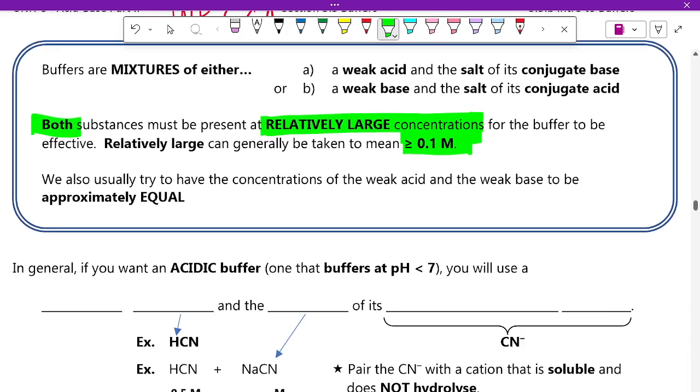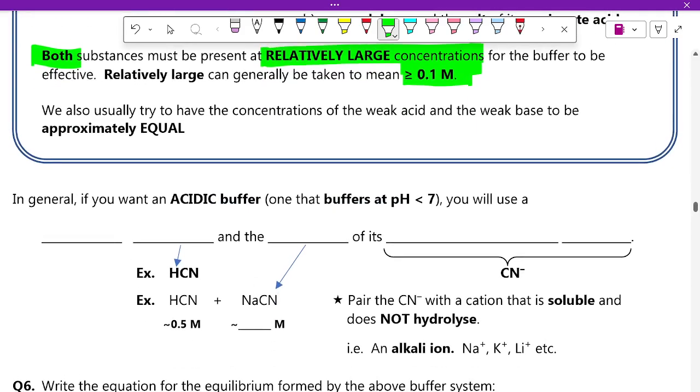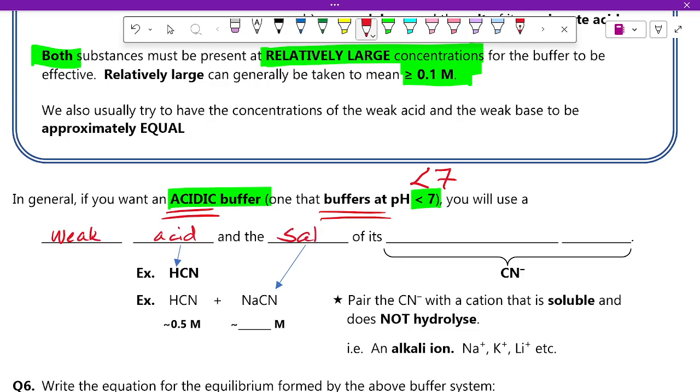Now, to be honest, I actually don't like this, but this is how Chem 12 teaches this. So I will teach it to you this way, but it makes me sad. Anyway, in general, if you want an acidic buffer, one that buffers at a pH less than 7, that's what we call an acidic buffer, you will want the weak acid and the salt of its conjugate base.